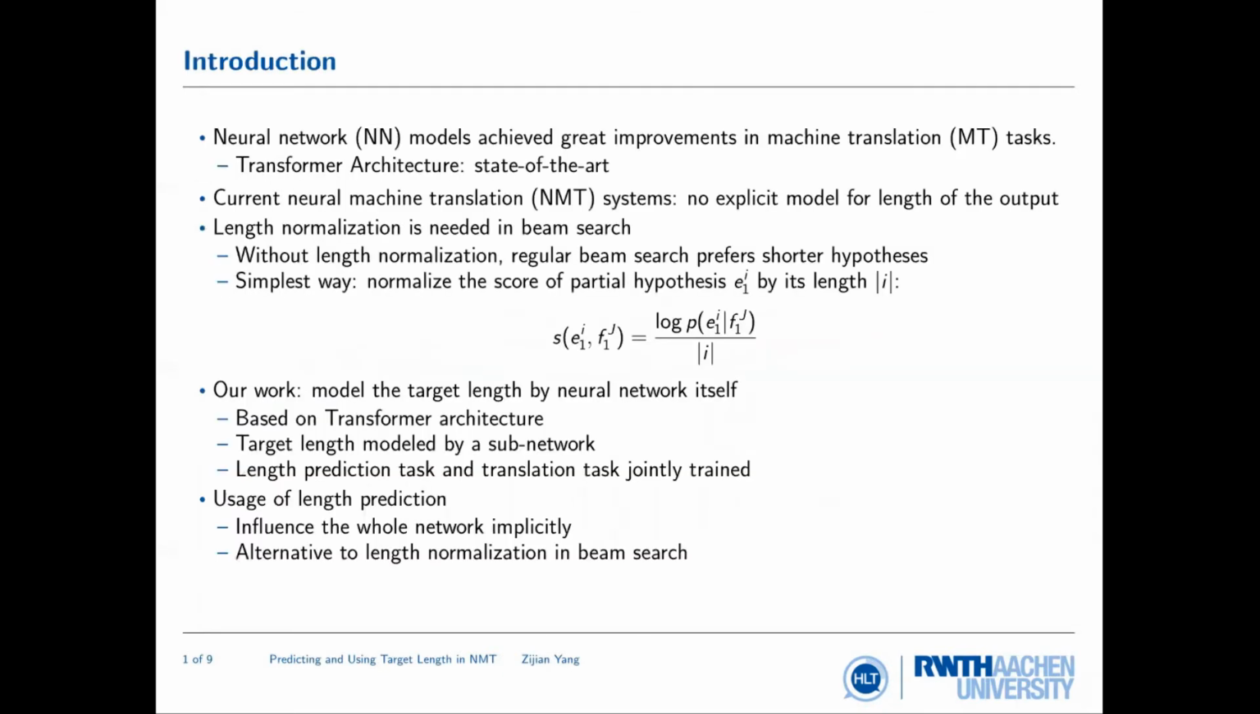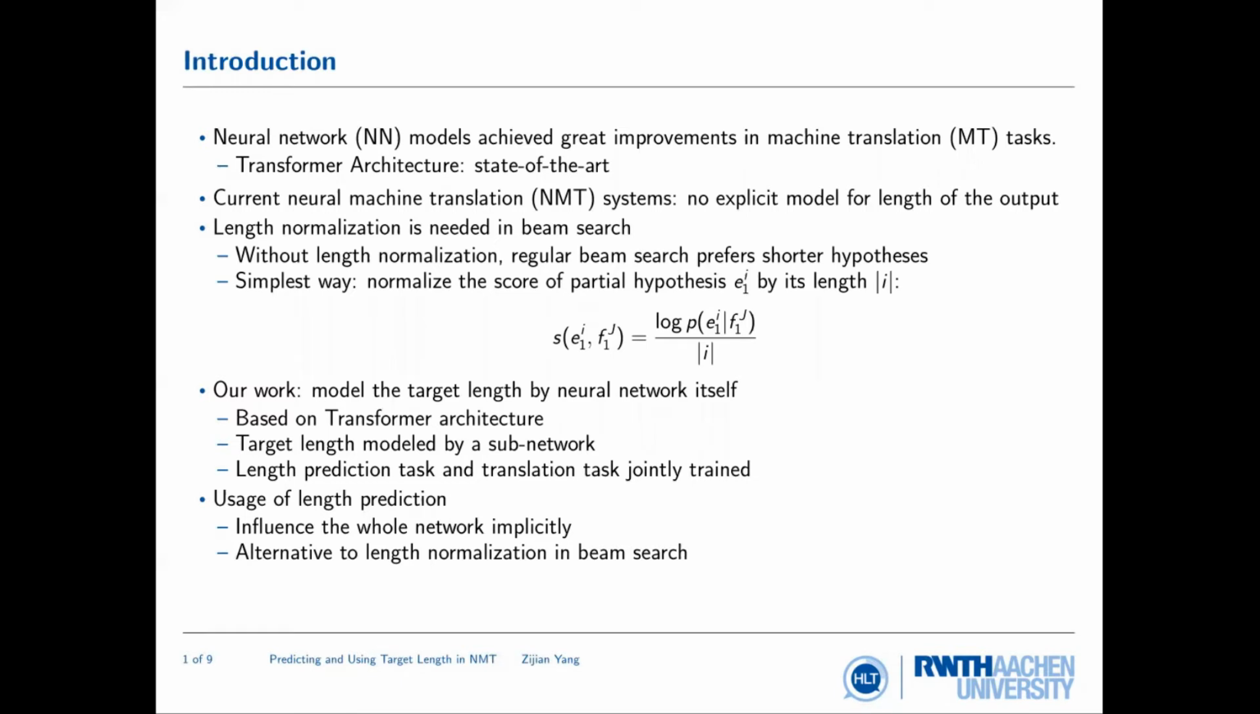Okay, let's start with a short introduction. In recent years, neural network models have achieved great improvements in machine translation tasks. Among kinds of different architectures, the transformer model delivers state-of-the-art performance. However, despite the success achieved in neural machine translation, current NMT systems do not model the length of the output explicitly. In this case, length normalization is needed in beam search, since without length normalization, regular beam search prefers shorter hypotheses. The simplest way of doing this is to normalize the score of the hypothesis by its length.